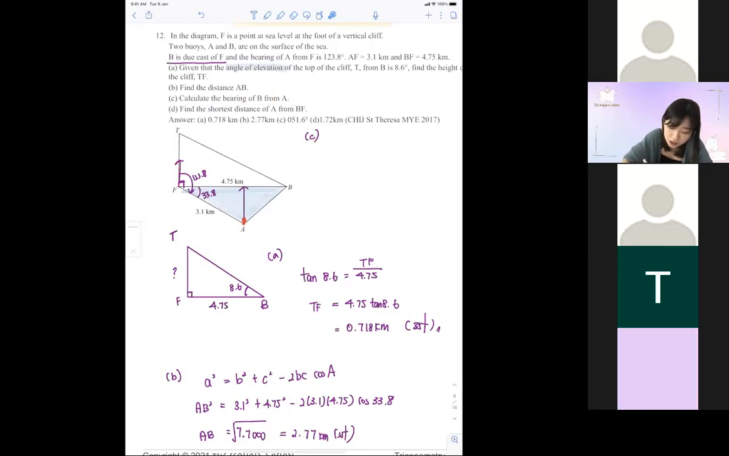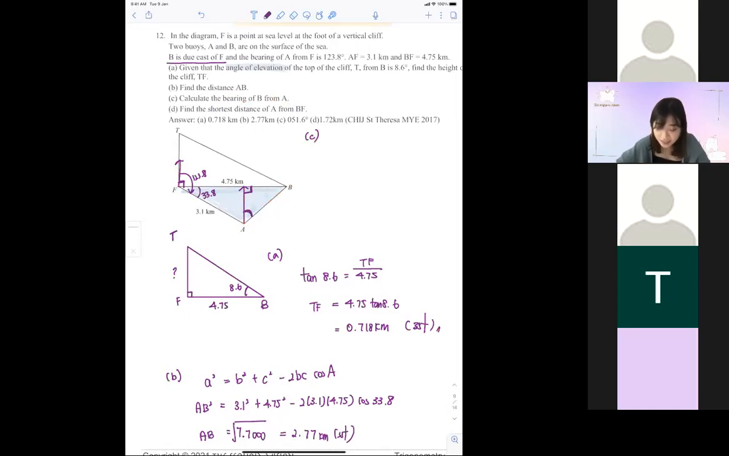Why do I link it to this? Because this is due north, this is due east. I know that this is 90 degrees. So I purposely link it so that I can spot a 90 degree. If you want to find the bearing of B from A, this is the line AB, this is the north. Go clockwise, you link it up. So this is the angle that you are looking for.